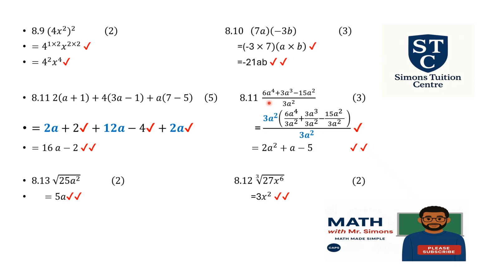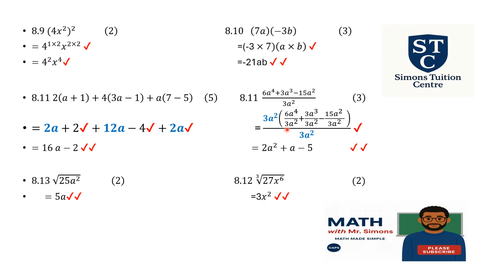8.11, they gave me 6a to the 4 plus 3a cubed minus 15a squared over 3a squared. Right? So seeing 3a squared, I always try to get rid of the denominator by seeing if I can take out the same common factor on top. So if I take out 3a squared on the top, this would become 6a to the 4 divided by 3a squared, 3a cubed divided by 3a squared, minus 15a squared divided by 3a squared.